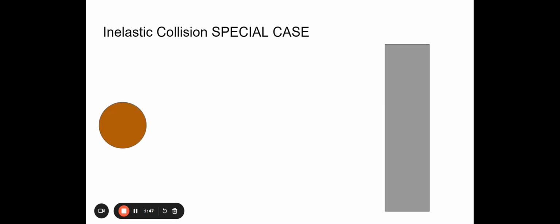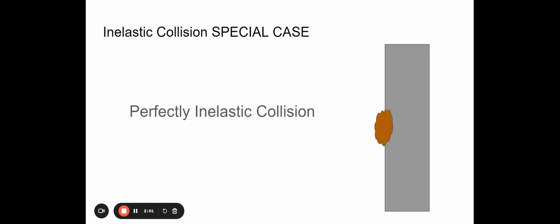Moving on to inelastic collision, it is important to note that there is something called a special case. Say you have a wet mud ball and you throw it at a wall and it sticks. This is an example of a perfectly inelastic collision because the two objects stick together and move as a single object.